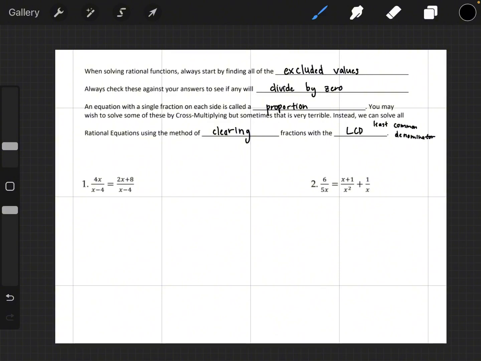So an equation with a single fraction on each side is called a proportion. And you may wish to solve some of these by cross-multiplying, but sometimes that can be very complicated and tedious. So instead, we can solve all rational equations using the method of clearing fractions with the least common denominator, which we're going to abbreviate to the LCD.